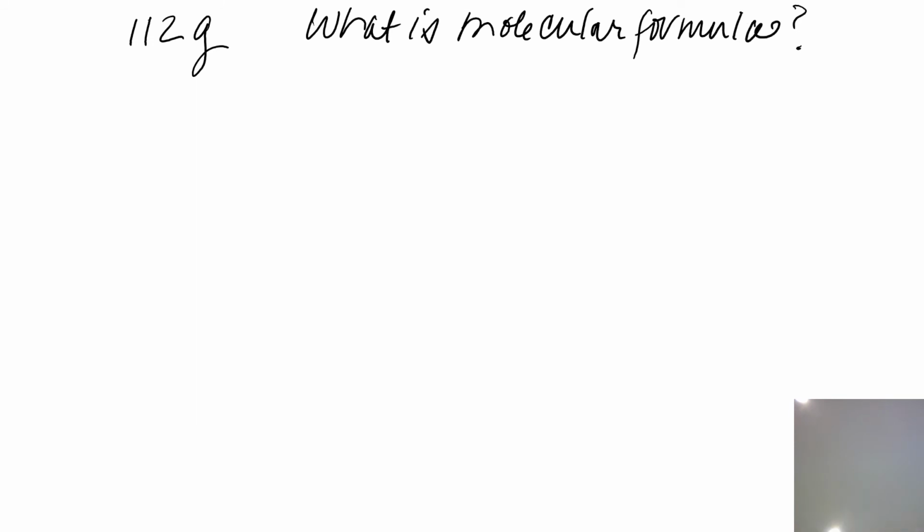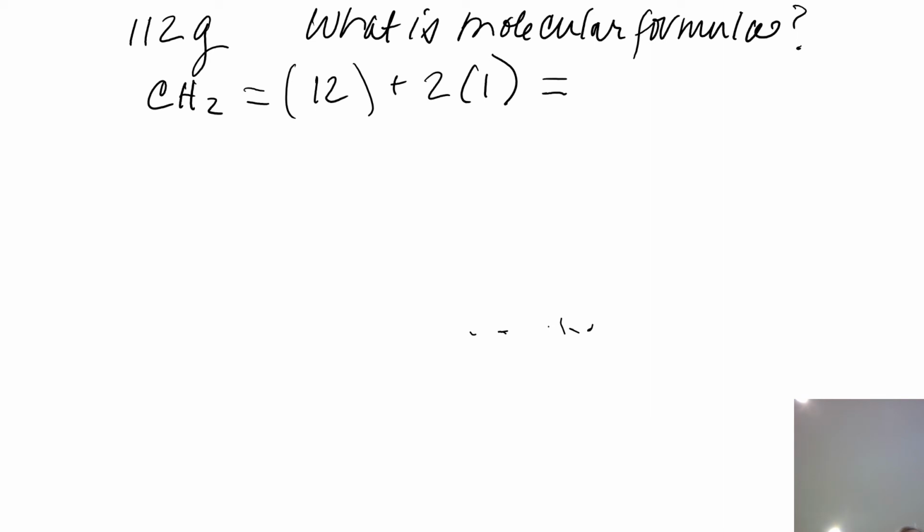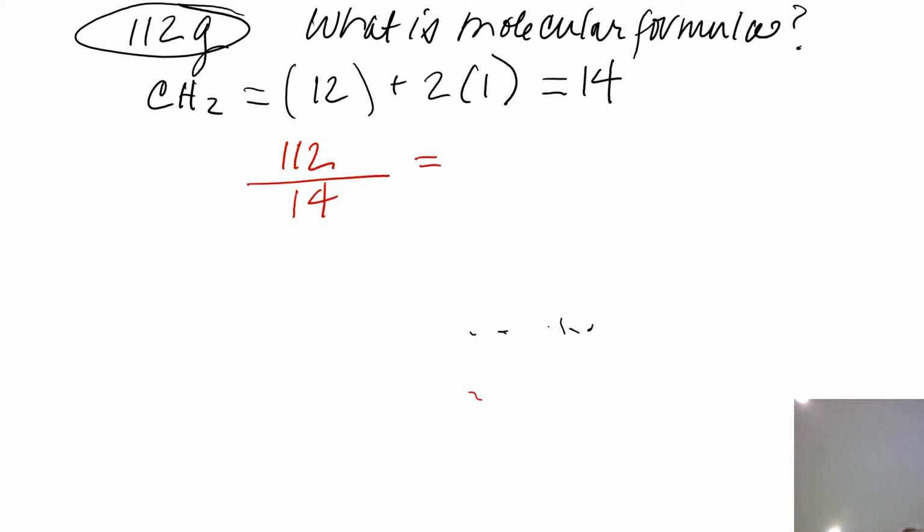And all we do, again, is set up a ratio. But we use the molar mass of the empirical formula. So we only have 1 mole of carbon. And here we're setting up a ratio, so we don't have to use all the decimal places here. 1 mole of carbon, so we have 12 plus 2 times 1 for hydrogen. And this equals 14. So our compound has a molar mass of 112 grams. So we take that 112, divide it by 14, and we get 8.